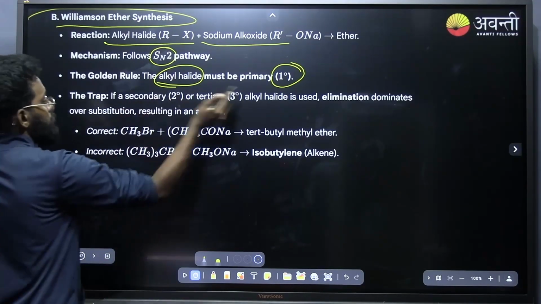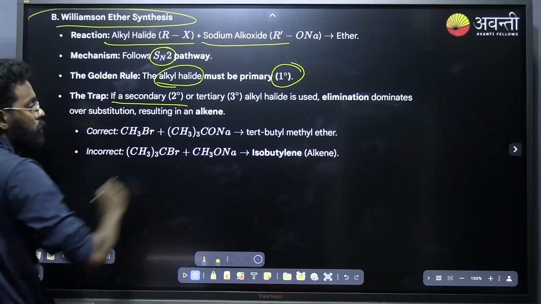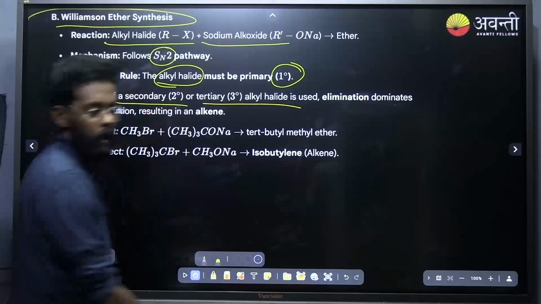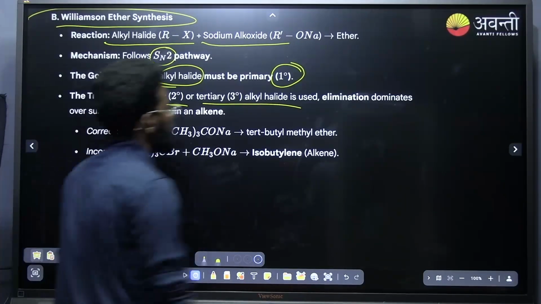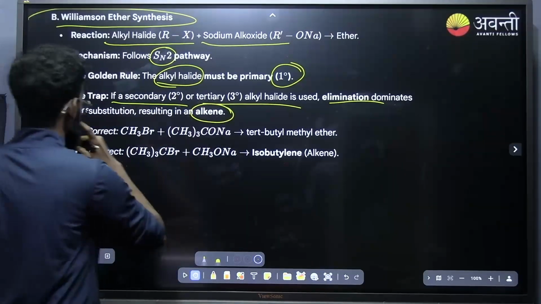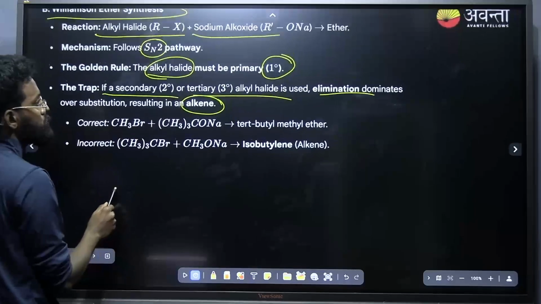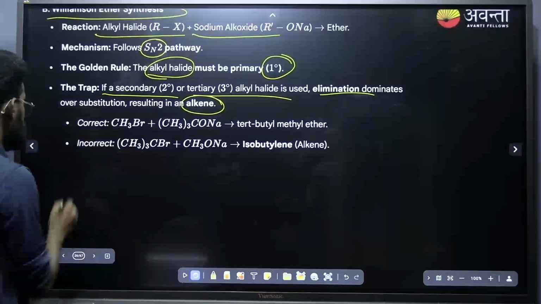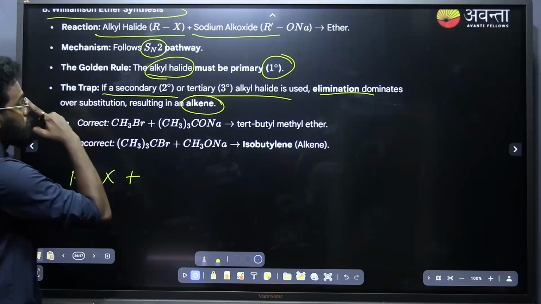If instead of primary alkyl halide I use secondary or tertiary alkyl halide, what is going to happen? Elimination will take place instead of substitution, resulting in alkene. So these are the points you have noted down. I will give an example: if I take alkyl halide RX plus sodium alkoxide.